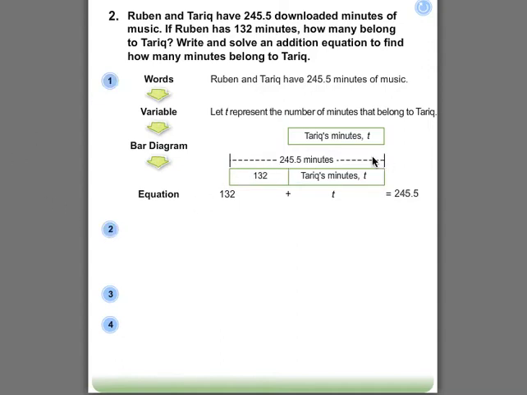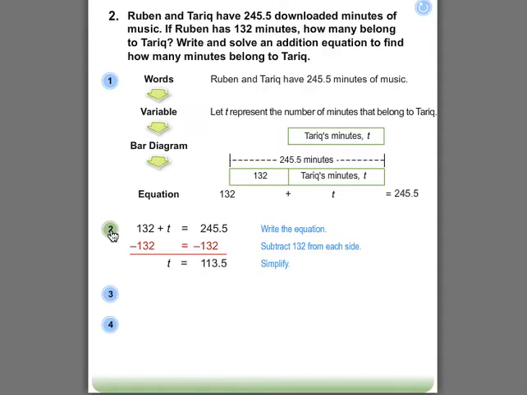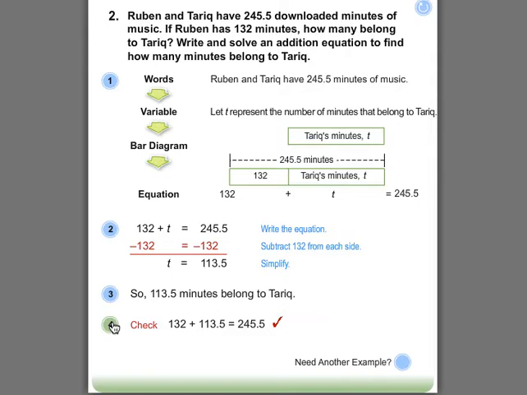Do you see that? 245.5 is the whole thing. Part of it is 132. The rest of it is t for Tarek. 132 plus t equals 245.5. If we subtract 132 from each side, we'll see that t equals 113.5. So 113.5 minutes belong to Tarek. Let's check and make sure that we're right. Does 132 plus 113.5 equal 245.5? Yes, it does.